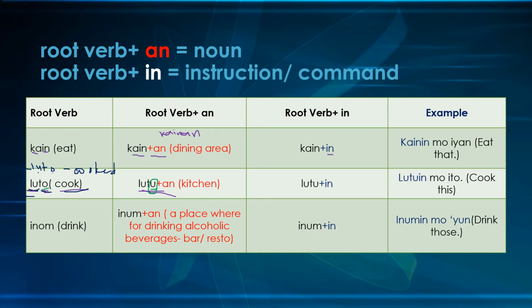So that's the standard in Filipino. O will be interchanged with U in this kind of example, because here the first word luto is a verb, and if we put it in a noun, we will change this O into U. So now we have lutuan, means kitchen.